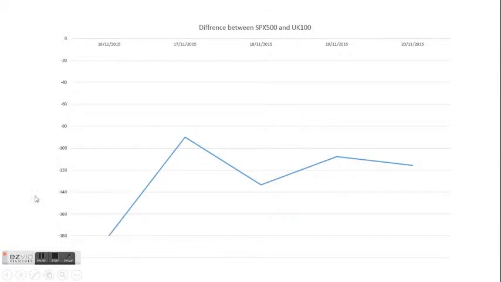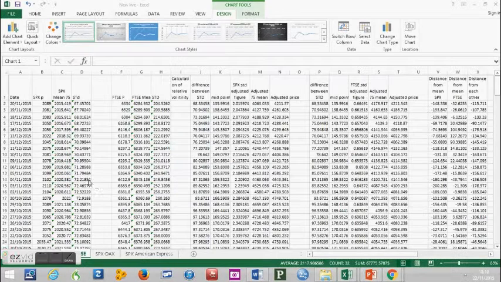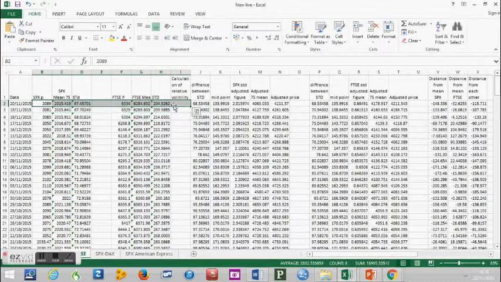So we're going to bring up some spreadsheets now. Alright, so this is the spreadsheet I use to calculate the difference. This may look like a lot of numbers, not much meaning. But basically, let's take Friday, the 20th of the 11th, 2015 as our example. The S&P 500 closed this day at 2089. The FTSE closed the day at 6,334. So those are our two closes.